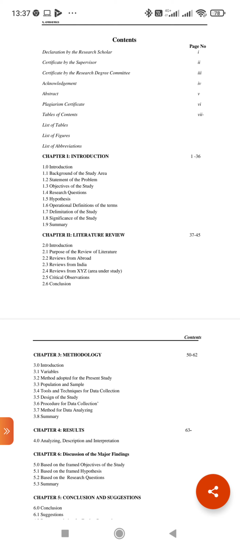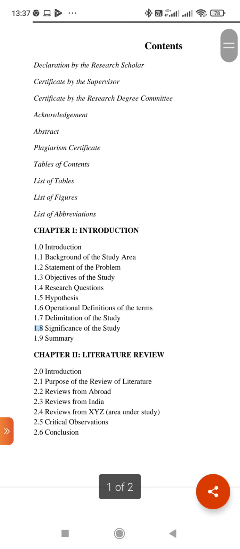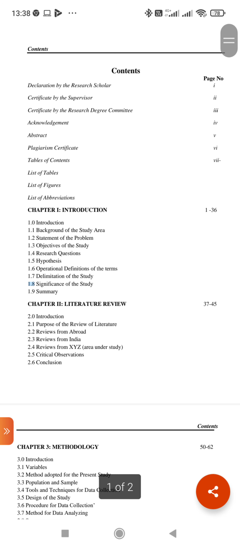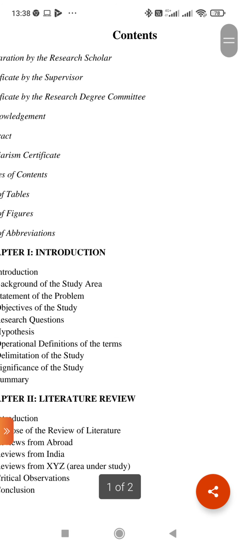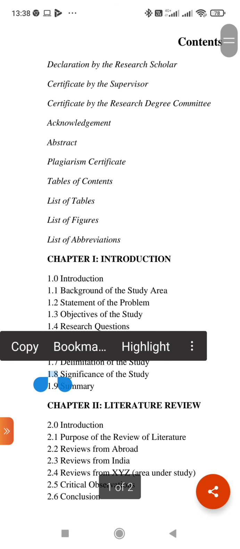So this is just a sample. Obviously, it will be useful for my research scholar students from Mahatma Gandhi University, Meghalaya. I'm just enlarging it. The first is the declaration by the scholar. Then coming to the next is certificate by the supervisor. Then certificate by the research degree committee.